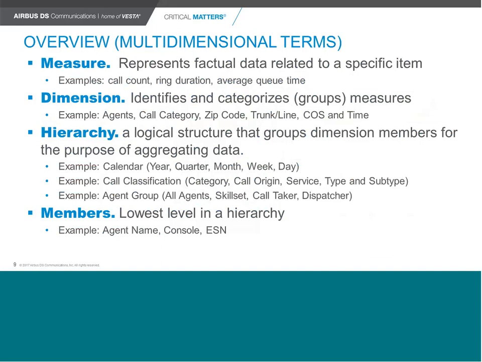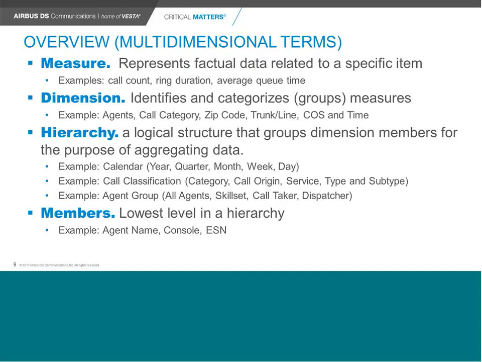A couple more terms we'll be using through the presentation: the first one is measure. This represents factual data related to a specific item. Examples of this include call count, ring duration, and average queue time. The dimension identifies and categorizes groups and measures. Examples of this include agents, call category, zip codes, trunk lines, class of service, and time.